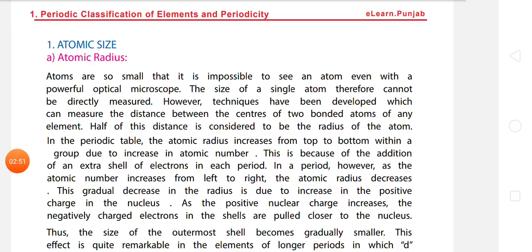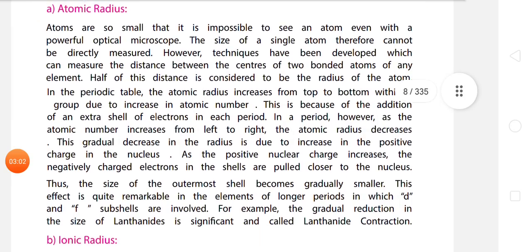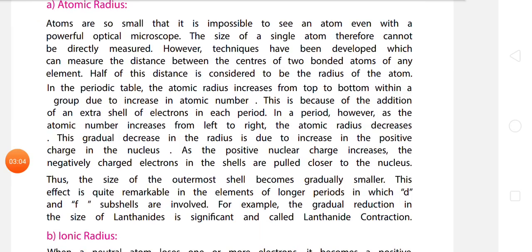In the periodic table, the atomic radius increases from top to bottom within the group due to increase in atomic number. This is because of the addition of an extra shell of electrons in each period. In a period, however, as the atomic number increases from left to right, the atomic radius decreases. This gradual decrease in the radius is due to increase in the positive charge in the nucleus. As the positive nuclear charge increases, the negatively charged electrons in the shell are pulled closer to the nucleus. Thus, the size of the outermost shell becomes gradually smaller.